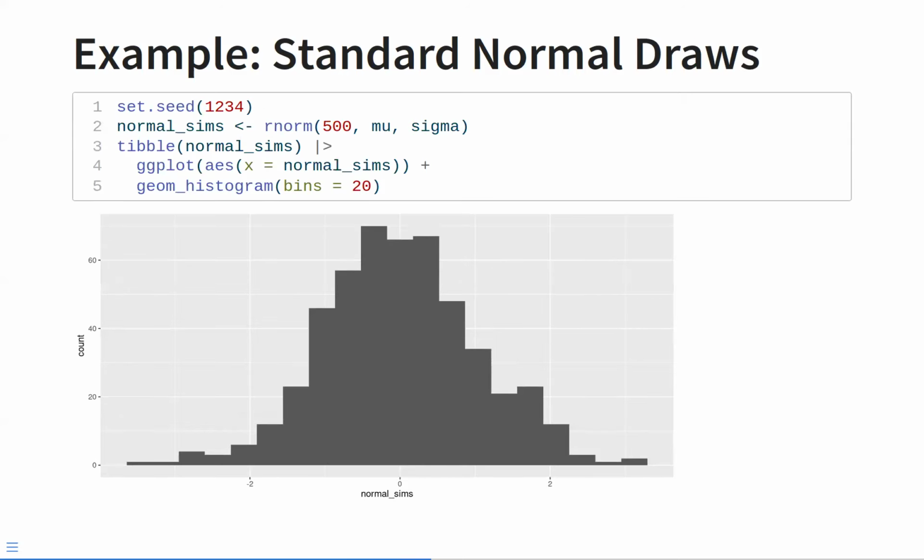I can also make some standard normal draws. To do that, I will use the command rnorm. Here I'm relying upon the definitions of mu and sigma from the previous code blocks. Remember, mu was set to 0 and sigma to 1.